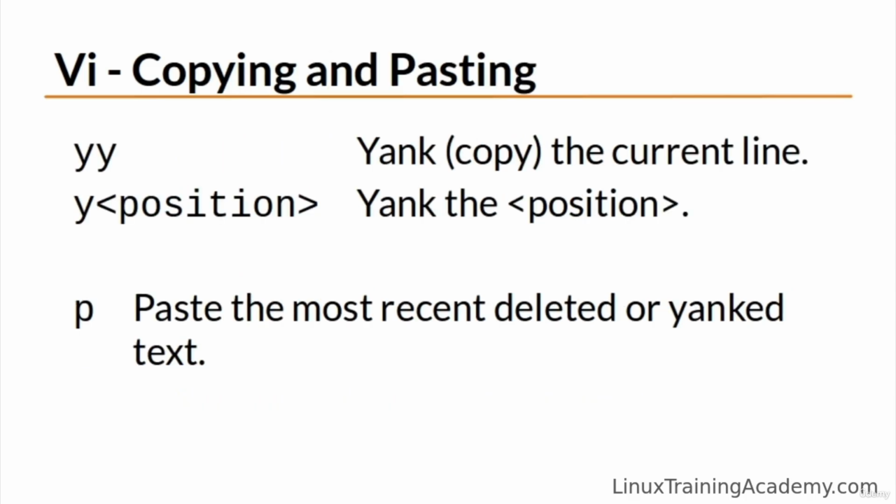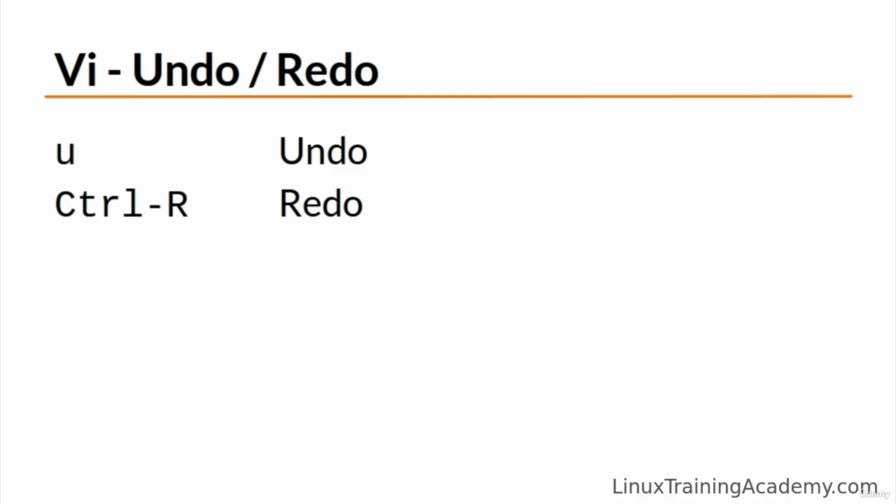To yank or copy the current line, type YY. To yank a position, type Y and a position character. For instance, to yank a word, type YW. If we want to repeat this, you could yank 3 words with Y3W. P will paste the most recently deleted or yanked text. The undo command in VI is U, and the redo command is Control R.